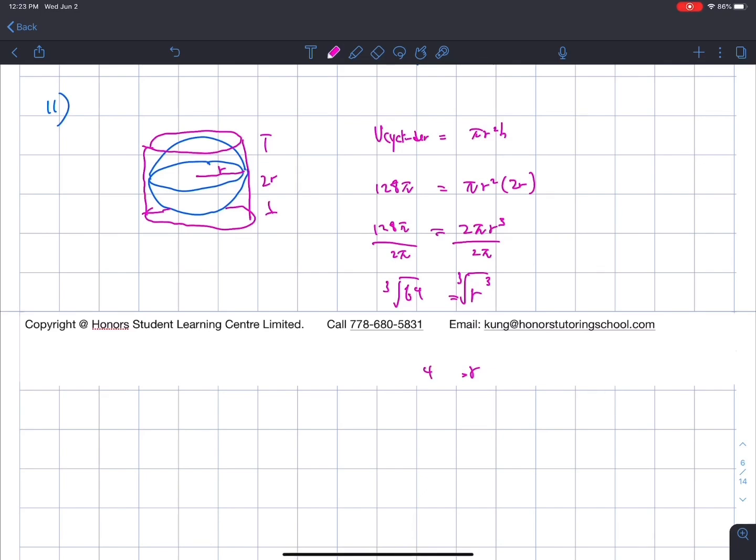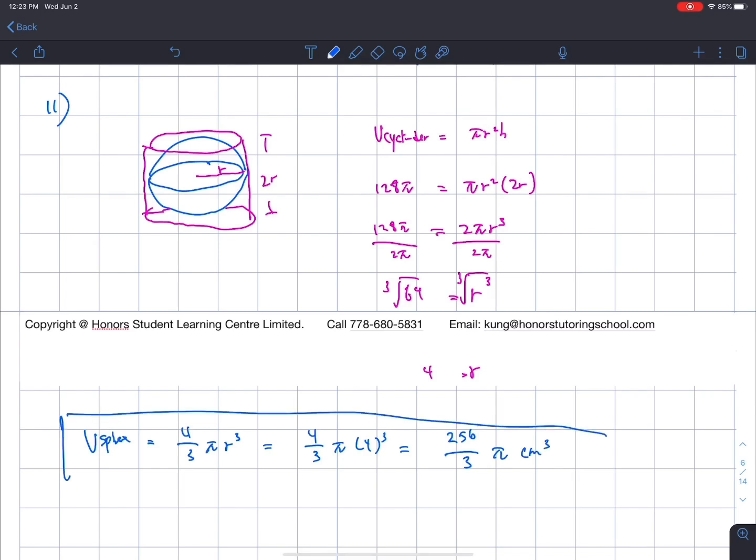Okay, now we can find the volume of the sphere. Volume of the sphere is 4/3 pi r to the power 3. So this is 4/3 pi. The radius is 4. And I'm going to leave the pi alone. So 4/3 times 4 to the power 3, just using my calculator, is 256/3 pi. And this will be in centimeter cubed. So that's the final answer.